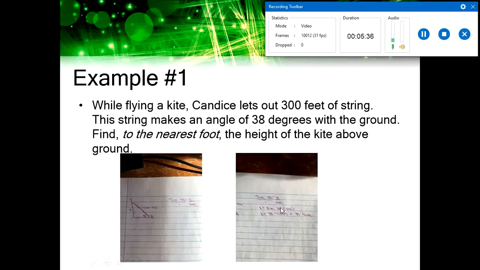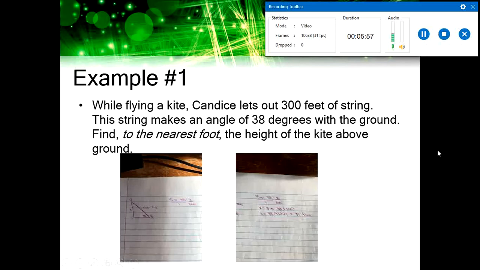calculator work. Make sure you close the parenthesis after 38 so that it doesn't ruin your answer. This is the answer that should come up, and we want to round it to the nearest foot, so it does round off to 89 feet. Remember, if you want to try the examples before I reveal them, you can stop the video at any time.